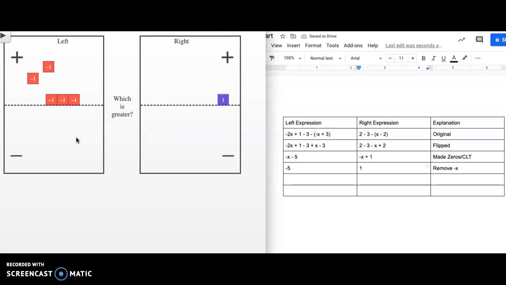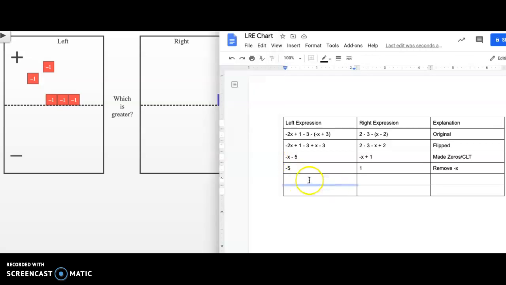All right, so which side is greater? We know that the right side is greater because 1 is greater than negative 5. So our right side is greater.